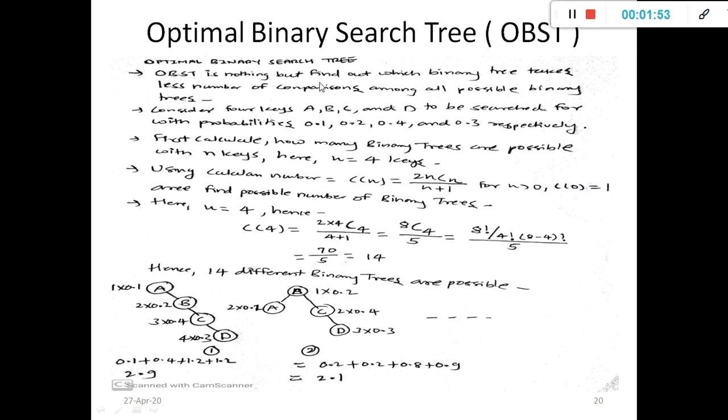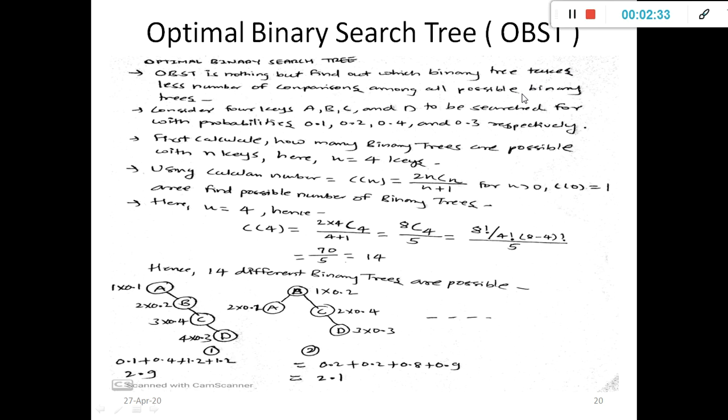An optimal binary search tree is the binary tree that takes the fewest comparisons among all possible binary trees. Consider 4 keys A, B, C and D to be searched for with probabilities 0.1, 0.2, 0.4 and 0.3 respectively. First calculate how many binary trees are possible with n keys, here n is equal to 4. That is, first find out how many binary trees you may generate for the 4 keys A, B, C and D with their probabilities 0.1, 0.2, 0.4 and 0.3.